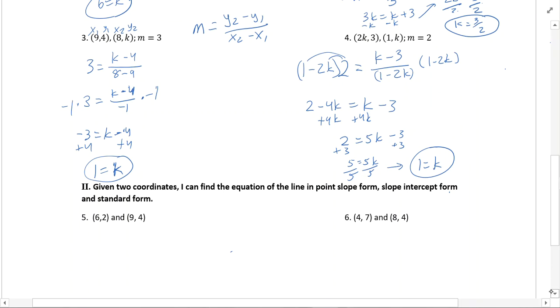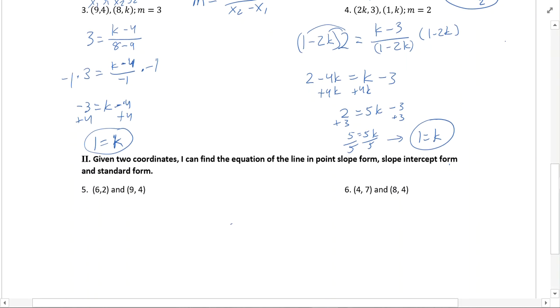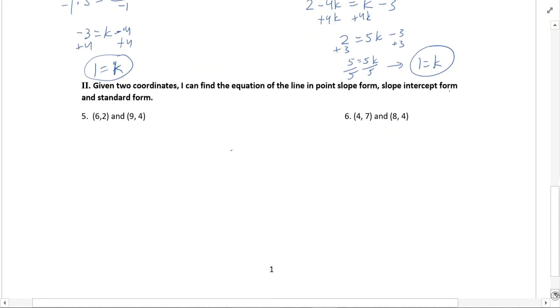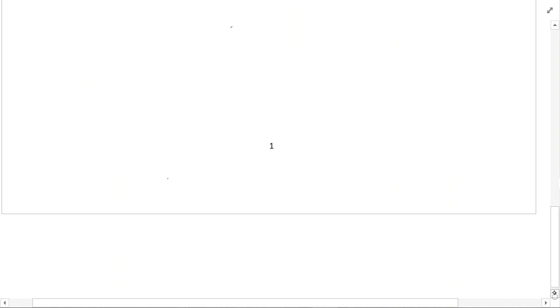All right, let's take a look at the next Roman numeral. Given 2 coordinates, I can find the equation of the line in point-slope form, slope-intercept form, and standard form.